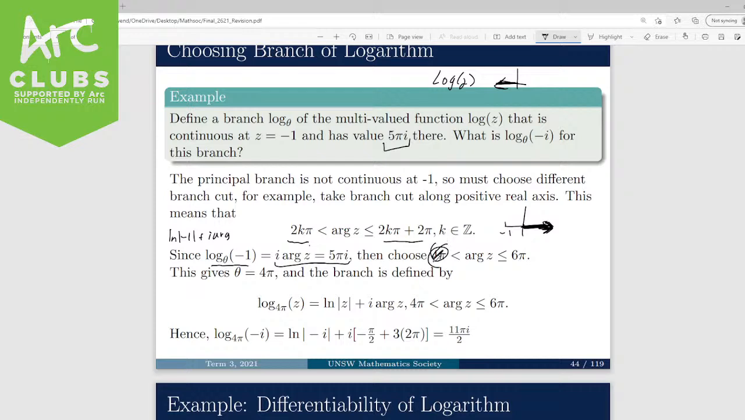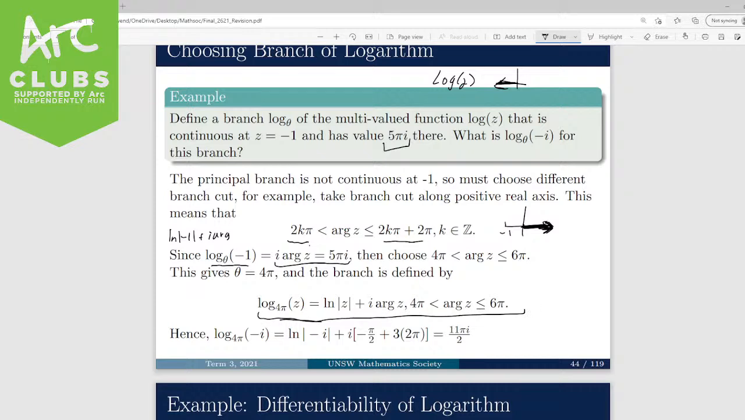So your theta is 4 pi. Whoa, you didn't see me erase, just completely cross that out. So yeah, you've defined your branch, theta is 4 pi. Now we can actually evaluate log theta of negative i. So this is now your beautiful branch definition.